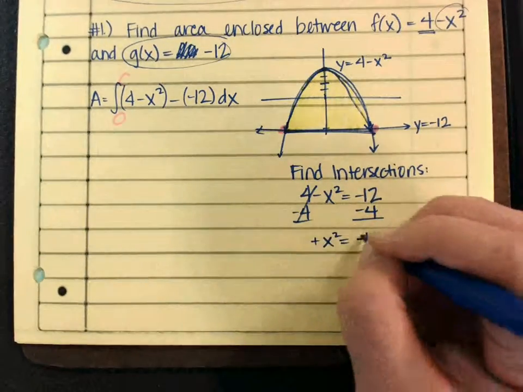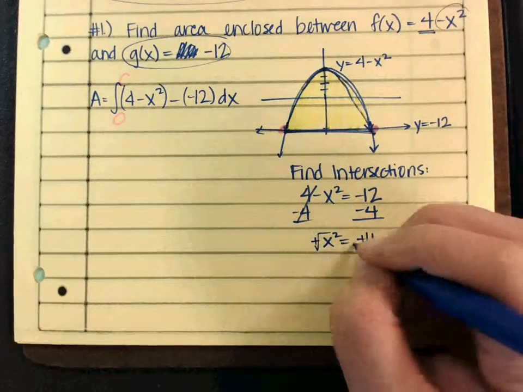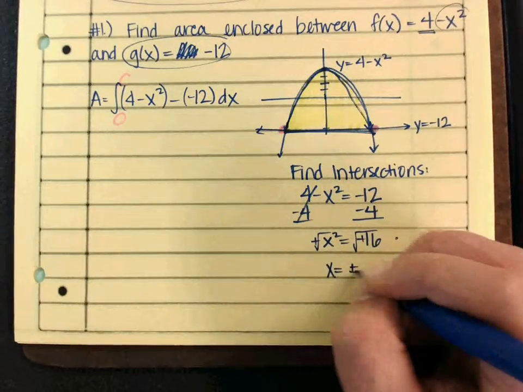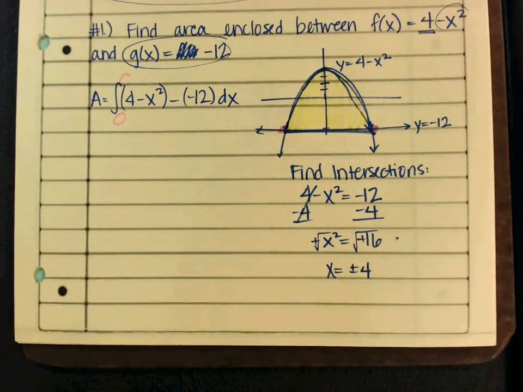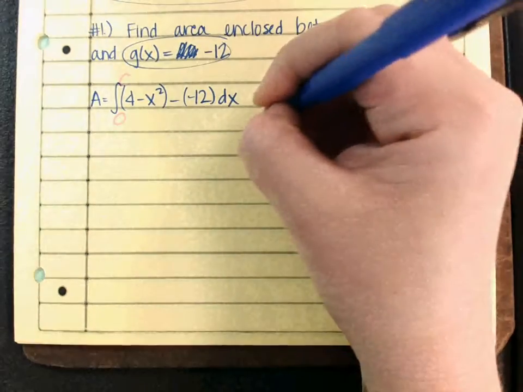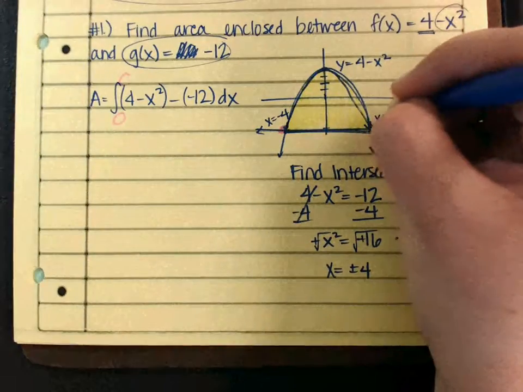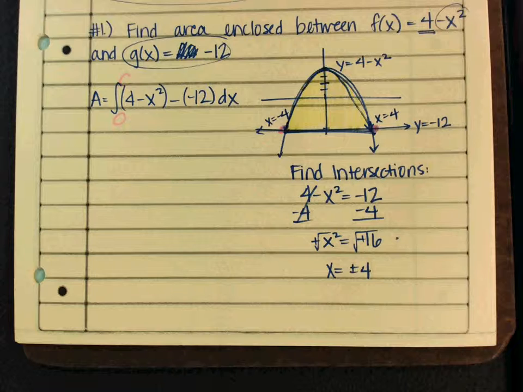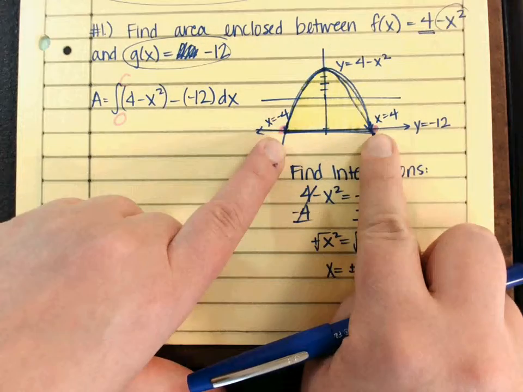Get rid of the negatives. Square root both sides. X is plus or minus 4. Which means that this side over here is negative 4. This side over here is positive 4. And then remember that when I set up my graph, I want to make sure that these points here are my endpoints on my integral.